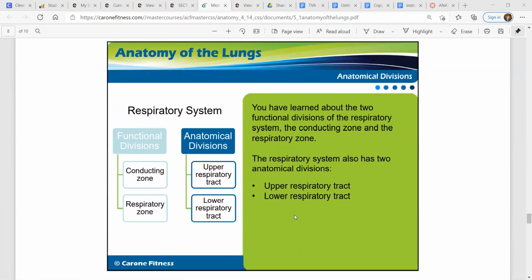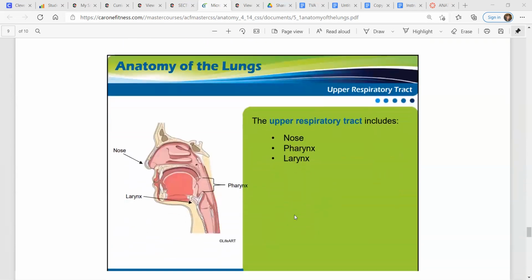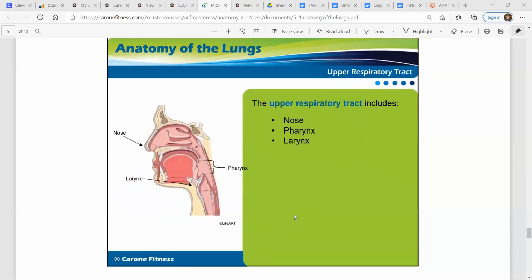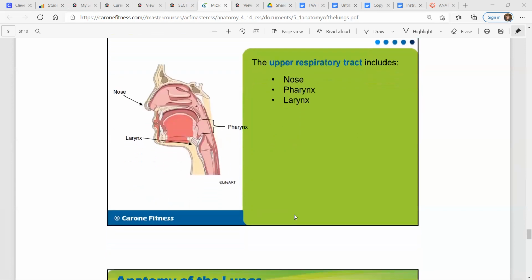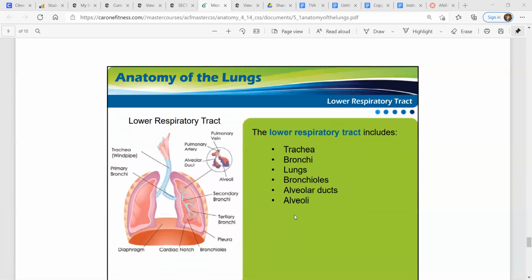So you've learned about the two functional divisions of the respiratory system, the conducting zone and the respiratory zone. The respiratory system also has two anatomical divisions, the upper respiratory tract and the lower respiratory tract. The upper respiratory tract includes the nose, the pharynx, and the larynx. The lower respiratory tract includes the trachea, bronchi, lungs, bronchioles, alveolar ducts, and the alveoli.